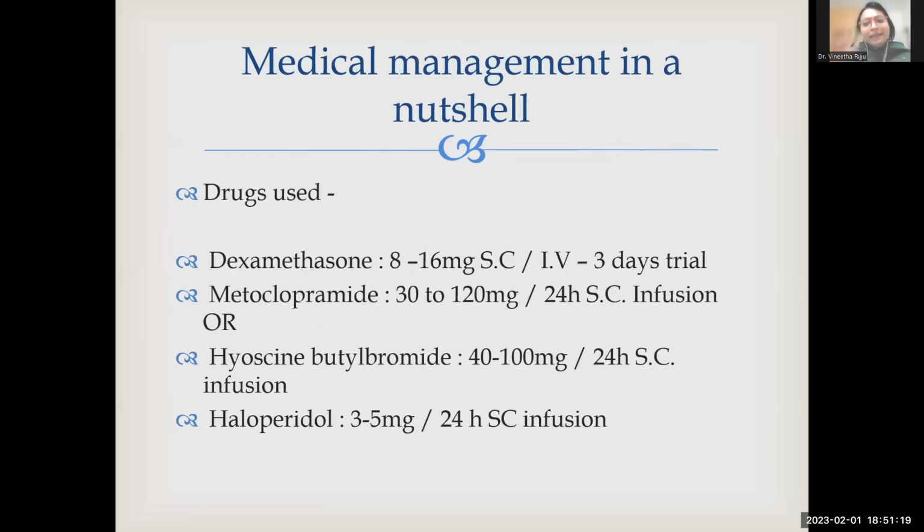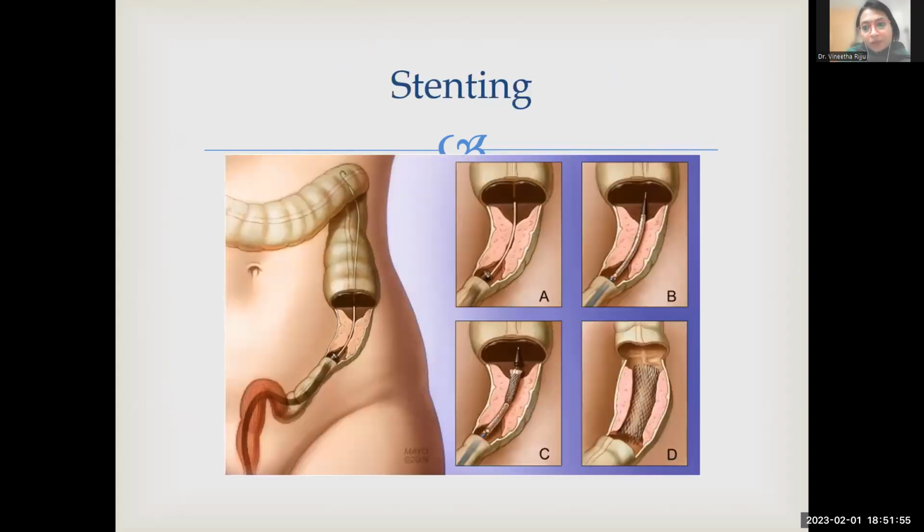Now, medical management in a nutshell for your patient with malignant obstruction is going to be a combination therapy of dexamethasone and metoclopramide, or if it is a subacute intestinal obstruction, or an obstruction where you would like to manage the volume of the vomiting, you can also go for hyoscine butylbromide and haloperidol to control the nausea and vomiting. Now, this is a picture of the self-expandable stent. You can see how the stent is put through the tumor obstructing mass, and a space is created because of the stent.